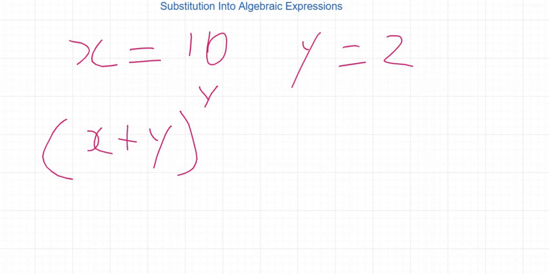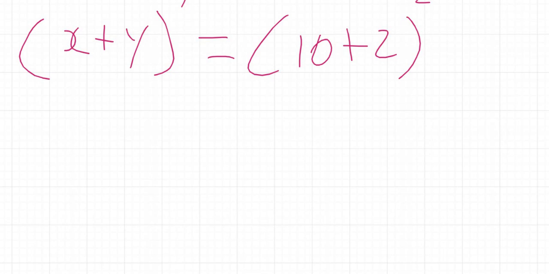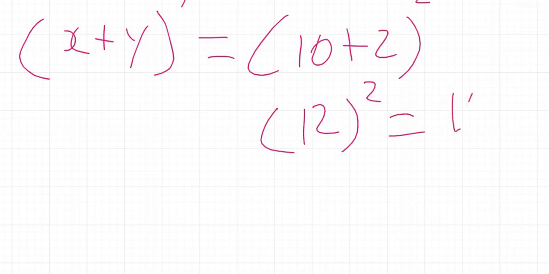So where we see x we put 10, where we see y we put 2. So this will actually be 10 plus 2 raised to 2. In this case we'll work out what is in the bracket first, and then we do the exponent. So work what is in the parentheses. We say 10 plus 2, that gives us 12, and 12 raised to the second power will give us 144. Very simple as that.